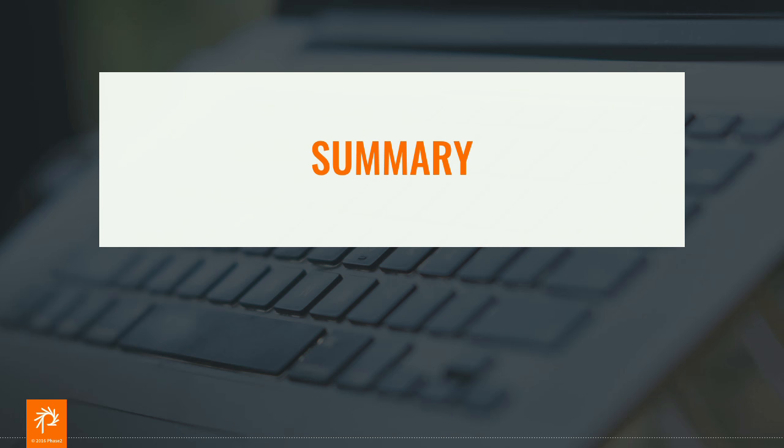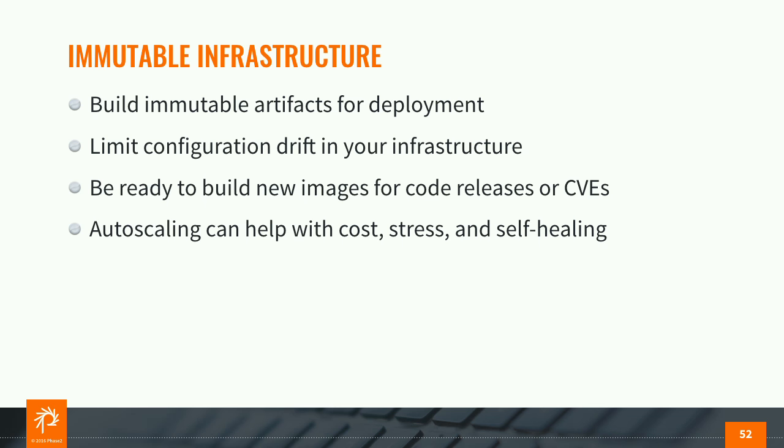So in summary, immutable infrastructure maybe is not something that you can 100% achieve, but the idea behind immutable infrastructure is to build immutable artifacts for the things that you deploy, mainly to help you limit configuration drift in your infrastructure. And by having this repeatable build process, you can be ready to both build new code releases and also be ready to respond to security vulnerabilities in the underlying Linux systems where this code is going to run. And the main reason to do this is to get to autoscaling, since autoscaling can help you to reduce the cost of your hosting, your stress, and to get self-healing benefits.